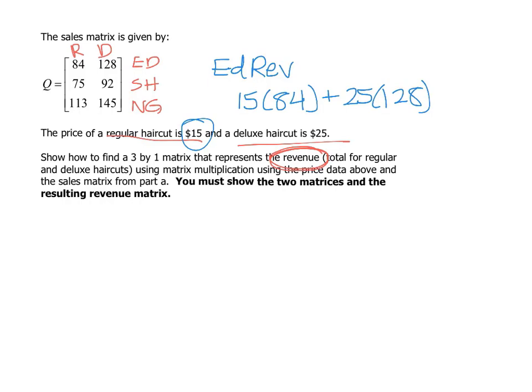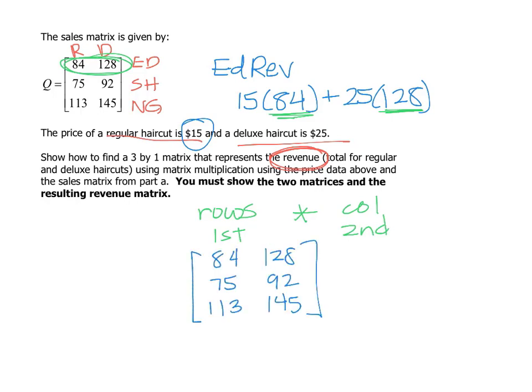So these numbers here, this 84 and the 128, represent a row. Remember, when we're multiplying matrices, we're taking the rows of the first times the columns of the second. Since I'm using a row of that first matrix, I know that has to be in my first matrix. And what I'm trying to do is multiply it by this price data. That price data has to be a column in my second matrix.